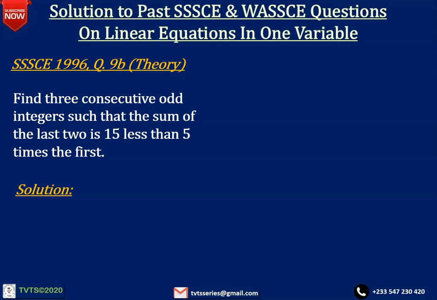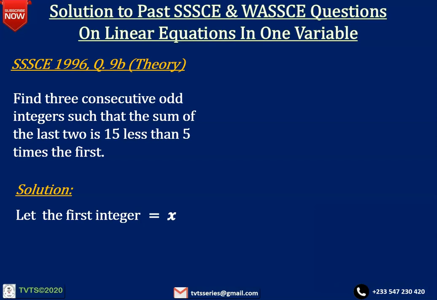The first step in solving word problems involving linear equations in one variable is to identify the unknown quantities and use a letter to represent an unknown quantity. There are 3 unknown quantities in this question. They are the 3 consecutive odd integers. Therefore, let's use x to represent the first odd integer.